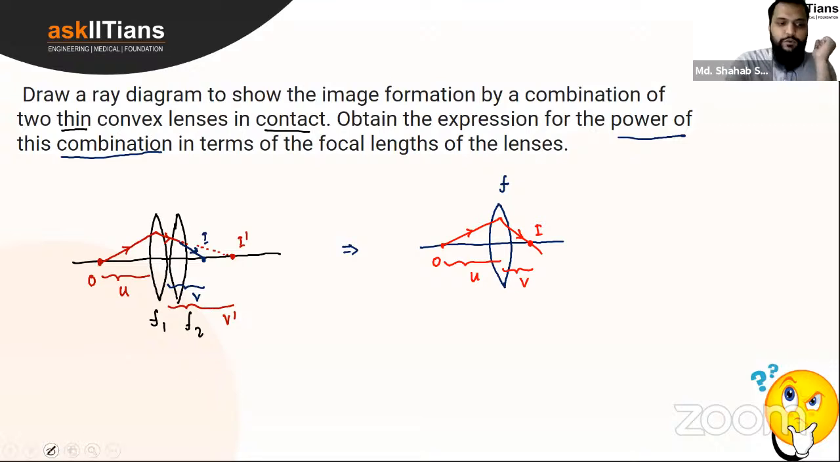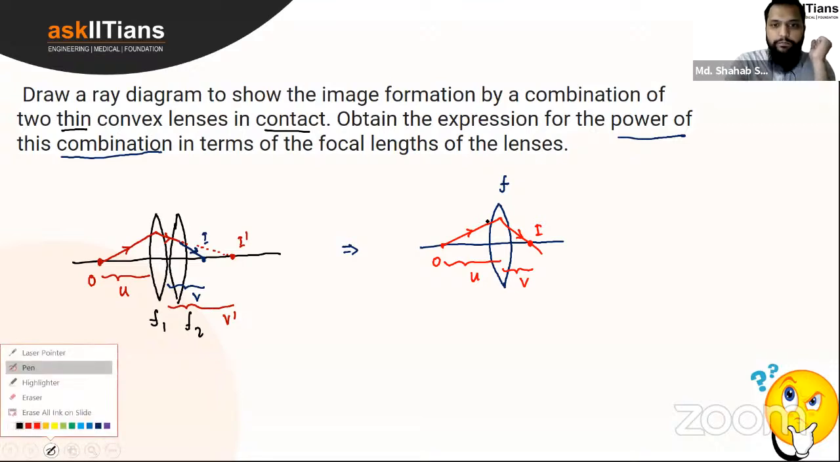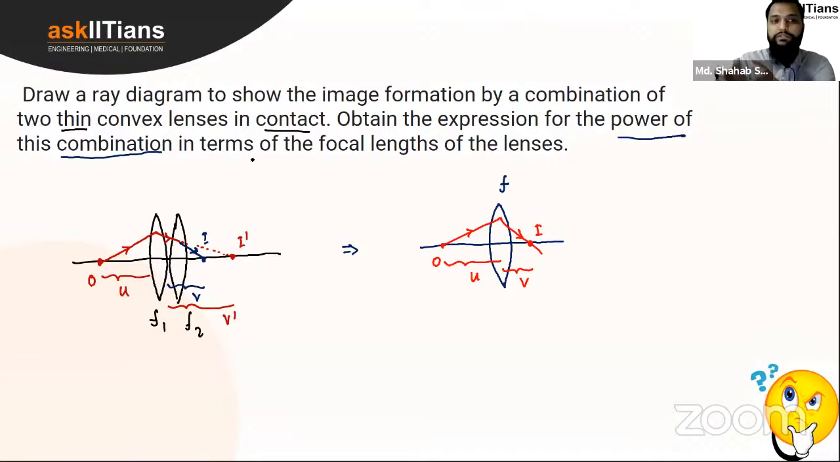So I have to obtain the expression for the power of the combination. If I am able to find the focal length of the combination, the power of this can be written as 1 by f. I hope you guys understand it.